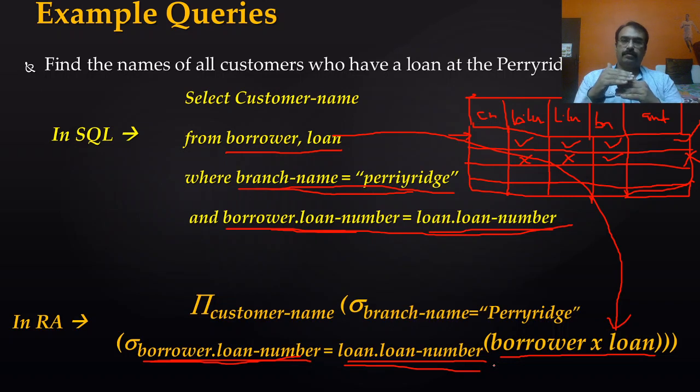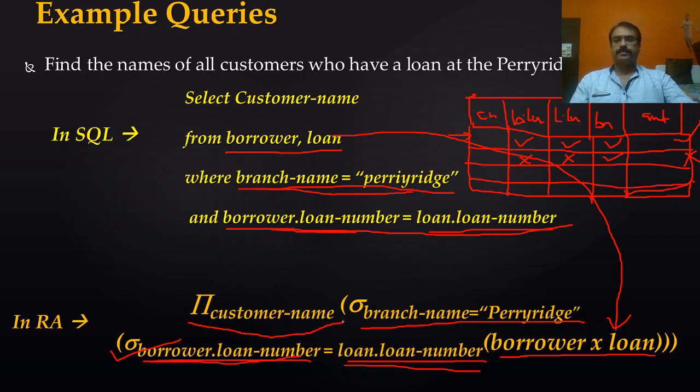Let us say that borrower has 10 rows, loan has 20 rows, so 200 occurrences will be there. Now I have applied this condition, and the 200 will be reduced to 50 or 25. Now on those 25, the next condition will be applied, that is branch name is equal to Perrich. Other way around also we can go. So first condition is applied, then second condition is applied, and once both the conditions are satisfied, its customer name is printed. Are you understanding me?